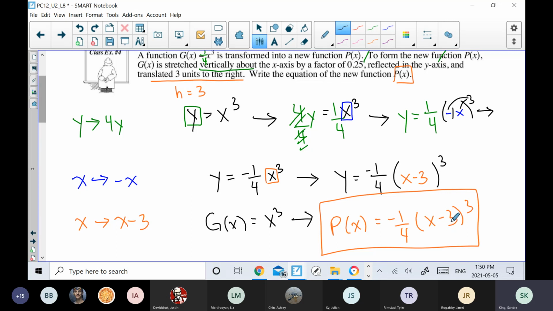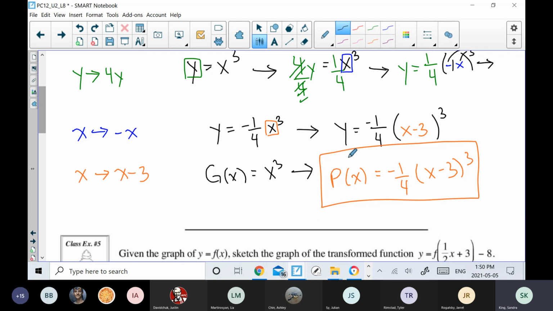I'd never ask you to clean up this because you'd be taking this binomial and multiplying it by itself 3 times, expanding it. You'll never be asked to do that, right? But something like this, you could easily do to help you clean everything up. Okay, so that is class example 4.